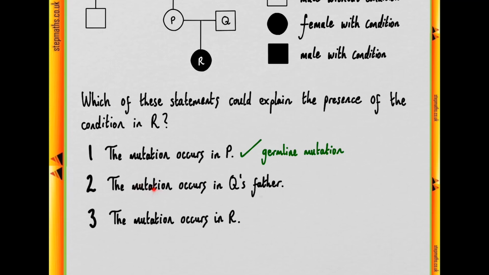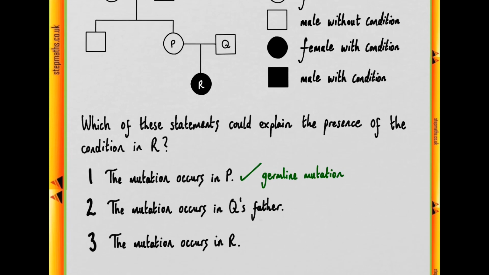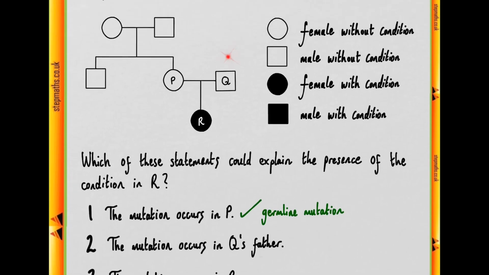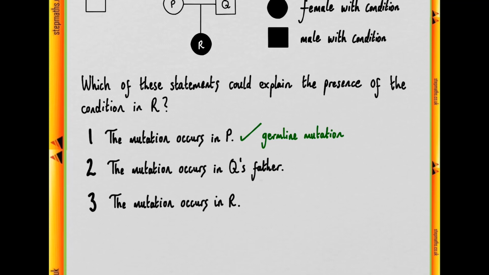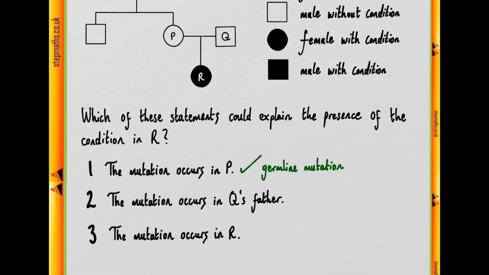Moving on, the mutation occurs in Q's father. Well, if it was a mutation in Q's father, then it would affect one of the offspring, well, it would affect Q, wouldn't it? Because it's a dominant condition. But also, that would have no bearing on individual R, given that Q appears to have not inherited anything from his father, because he doesn't carry the mutation.